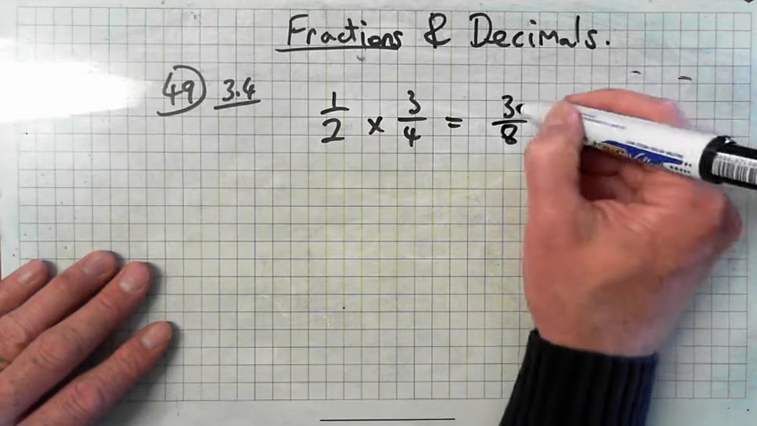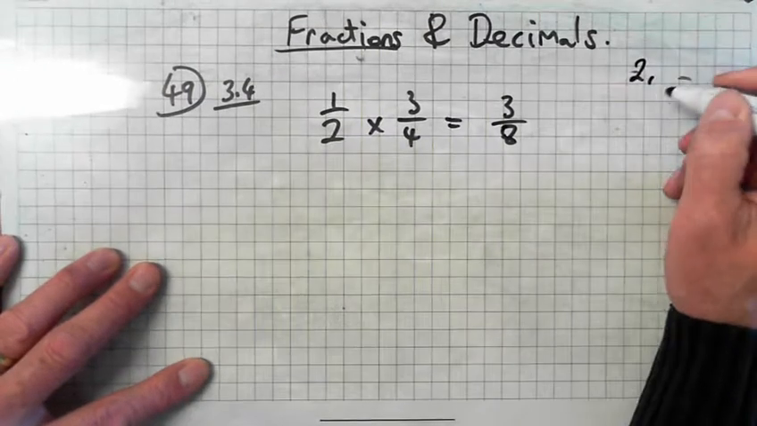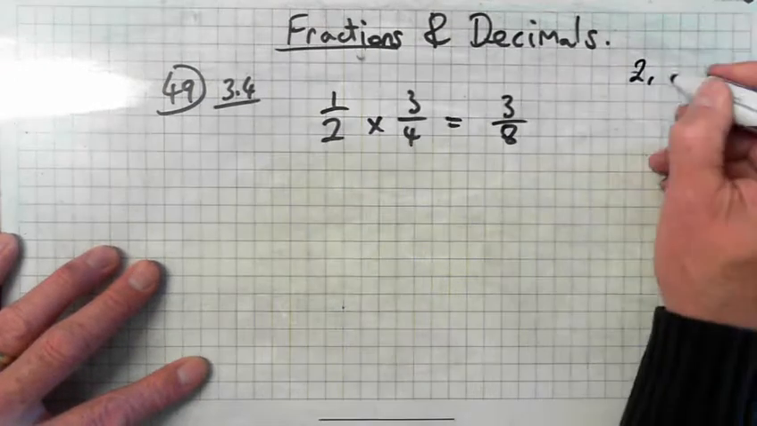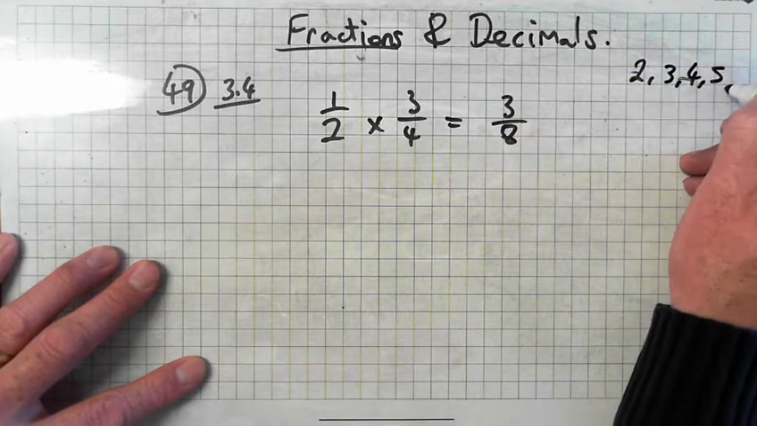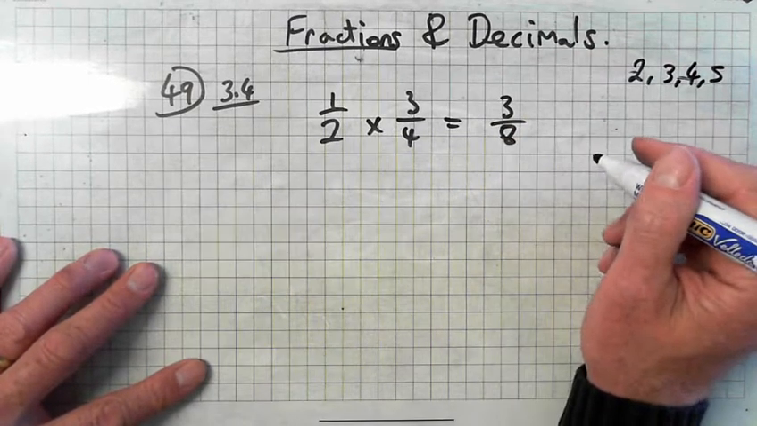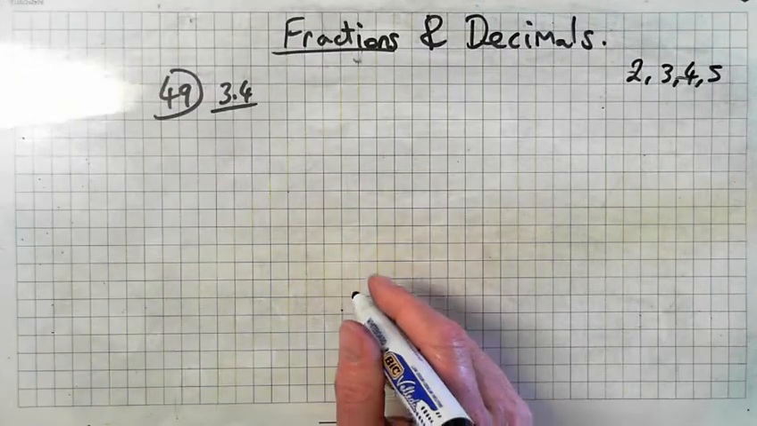Simplify means is there a number that will divide into both? You always think, will 2 divide into both? No. Will 3? No. Will 4? No. Will 5? If they won't divide in, you can't simplify down any further. Right, the answer is 3/8. Okay, we'll try another one.